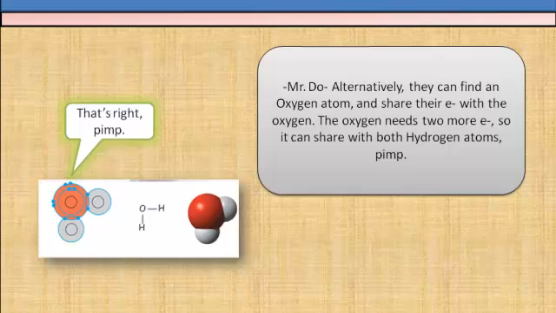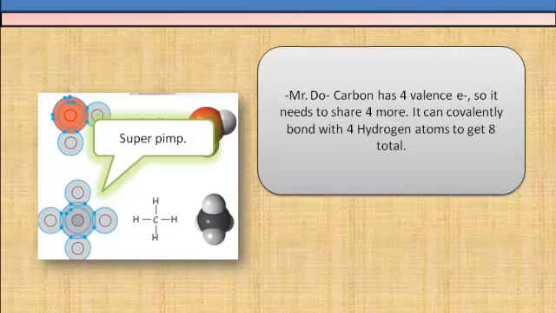Alternatively, they can find an oxygen atom and share their electron with the oxygen. The oxygen needs 2 more electrons so it can share with both hydrogen atoms. Carbon has 4 valence electrons, so it needs to share 4 more. It can covalently bond with 4 hydrogen atoms to get 8 total.